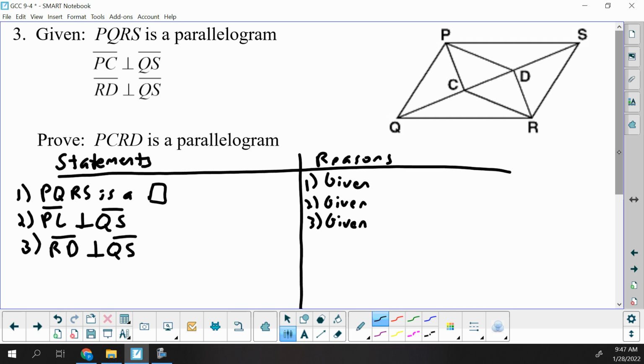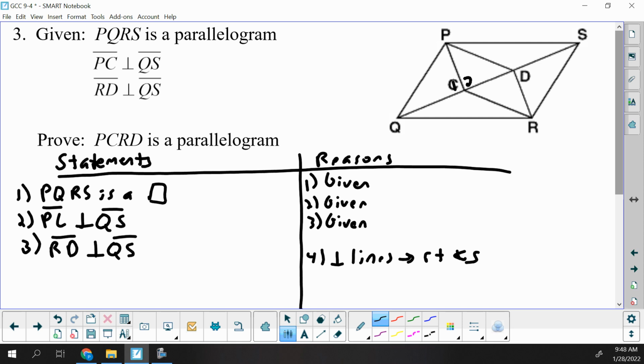All right, well, we've got some perpendicular lines. Let's maybe go with that. So we can do perpendicular lines implies right angles. So let's find where PC and QS meet. And we'll number the angles there.